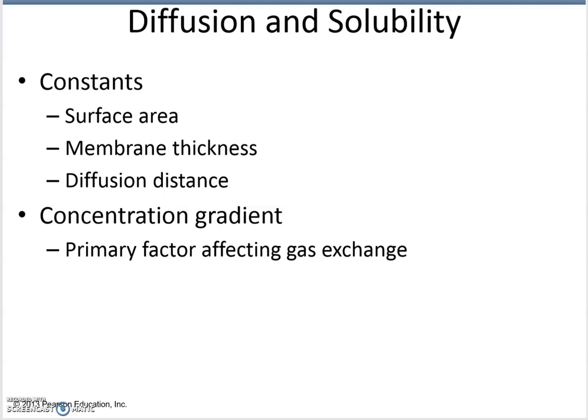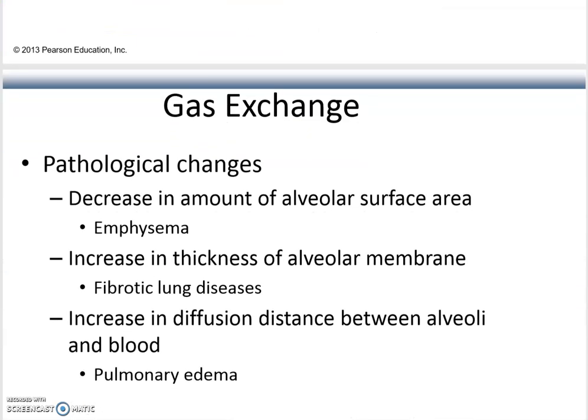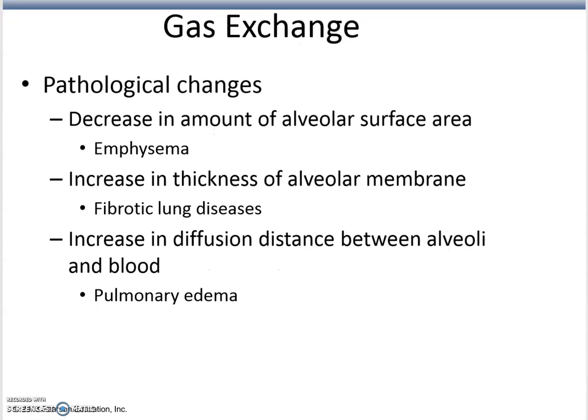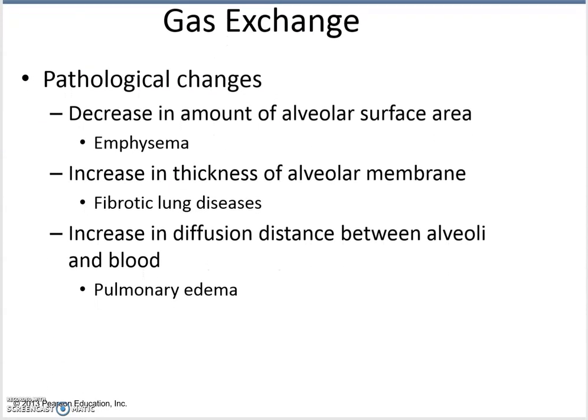And so here are some factors that are affecting how much gas you can diffuse in a liquid. Remember, of course, that diffusion is dependent on the surface area, membrane thickness, and diffusion distance is a big thing. The concentration gradient, of course, makes a difference too. How steep is the concentration gradient? Now, let's take a look at some pathological changes.